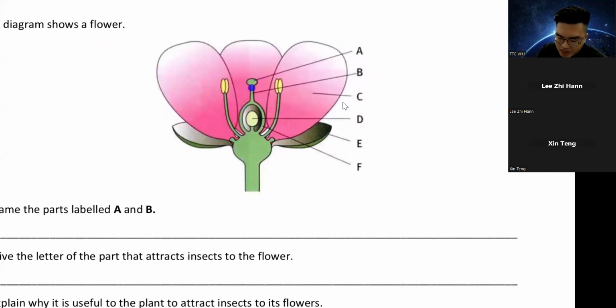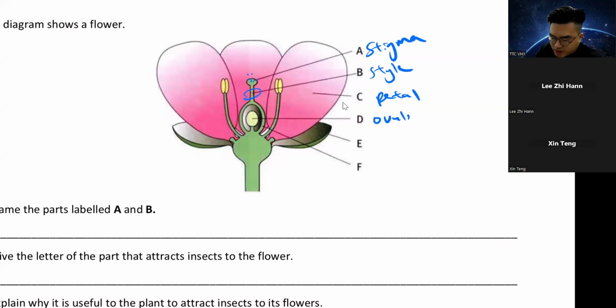Okay, we remember what is this called? This is for the pollen grain to stick to. This is the stigma. Okay, stigma. B, this part not important, is a stick to support. It's called a style. Style. C is the petal. Okay, petal, the colorful part.